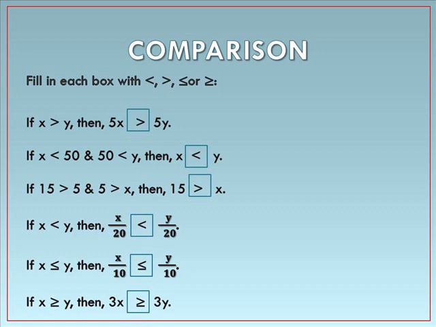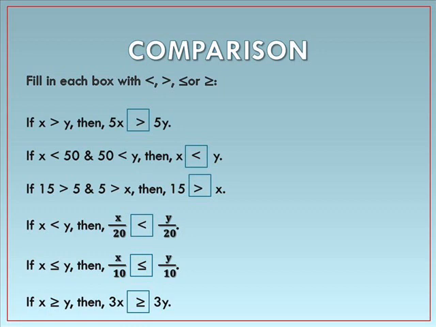Then we have if x is less than 50 and 50 is less than y, then we need to compare x and y. Well, if x is less than 50, it means its value is 49, 48, 47, and so on. And if 50 is less than y, or you can say that y is greater than 50, so we have the values of y 51, 52, 53, and so on and so forth. So it is obvious that x is less than y, because x includes all the values which are less than 50 and y includes all the values which are greater than 50.